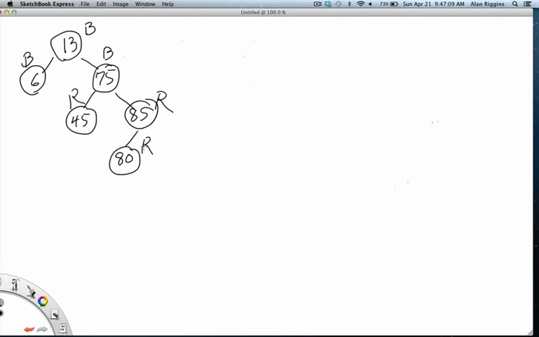This is not allowed. We must go to the grandparent and identify the aunt. The child is 80, 85 the parent, 75 the grandparent, 45 the aunt. The aunt is red. Therefore, we must do a color flip. That means the grandparent, aunt, and parent colors get toggled. We're going to have the pattern red here, black, black on the 45 and 85.